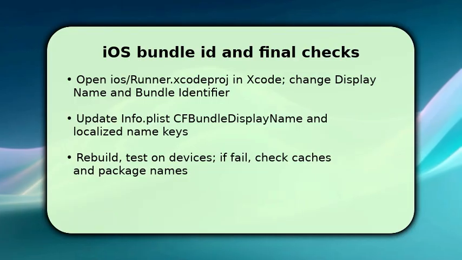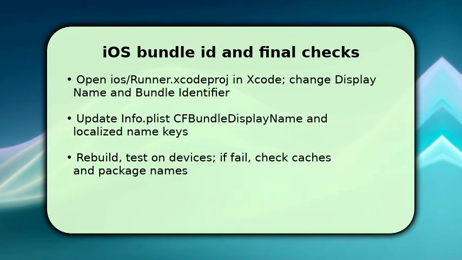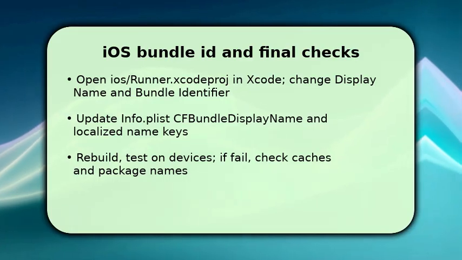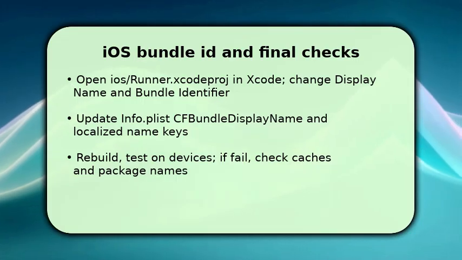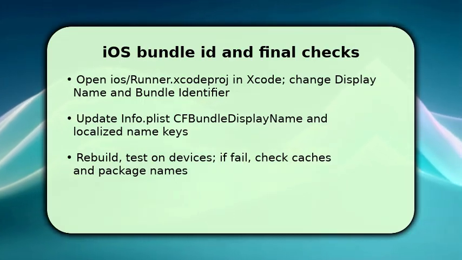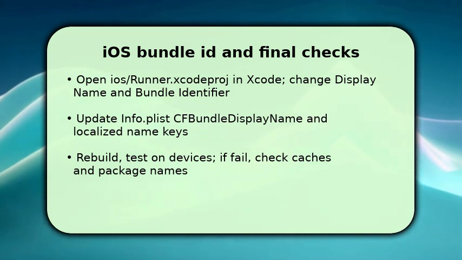Open ios/Runner.xcodeproj in Xcode, set the display name and the bundle identifier to your new values. Info.plist CFBundleDisplayName must match. Back in VS Code, run flutter build apk and flutter build ios, or use Xcode to archive. Test on devices and emulators.